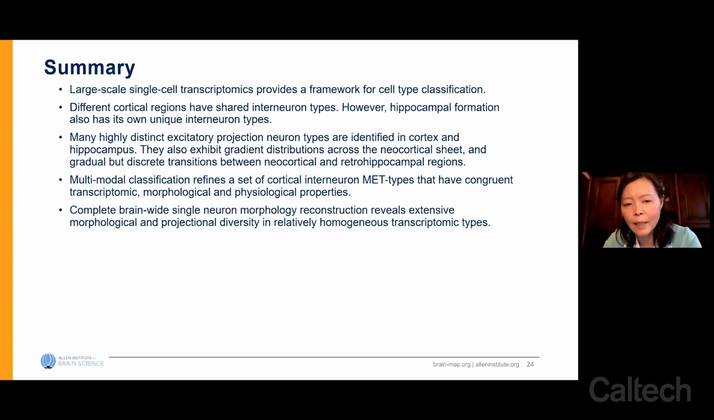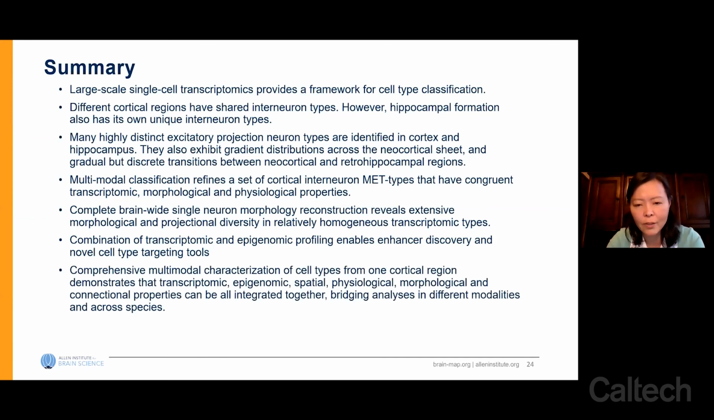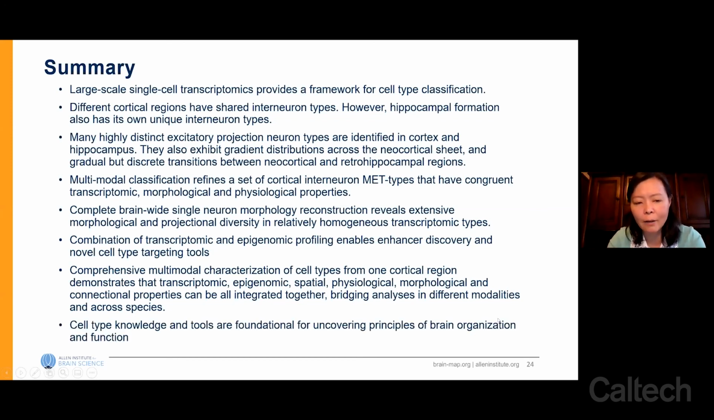On the other hand, long-range projection neurons exhibit extensive projection diversity even in relatively homogeneous transcriptomic types. Combination of transcriptomic and epigenomic profiling enables enhanced discovery and the development of novel cell type targeting tools. So in summary, I wanted to convey the message that all these different multi-modal characterizations of cell types are now really coming together to give us this comprehensive picture about cell types, which will allow us to bridge analysis across different modalities and across species.